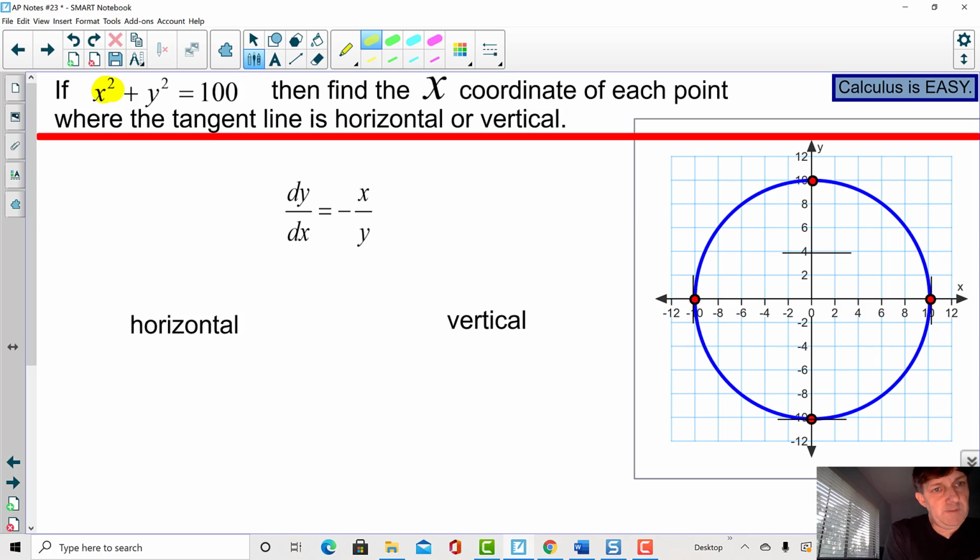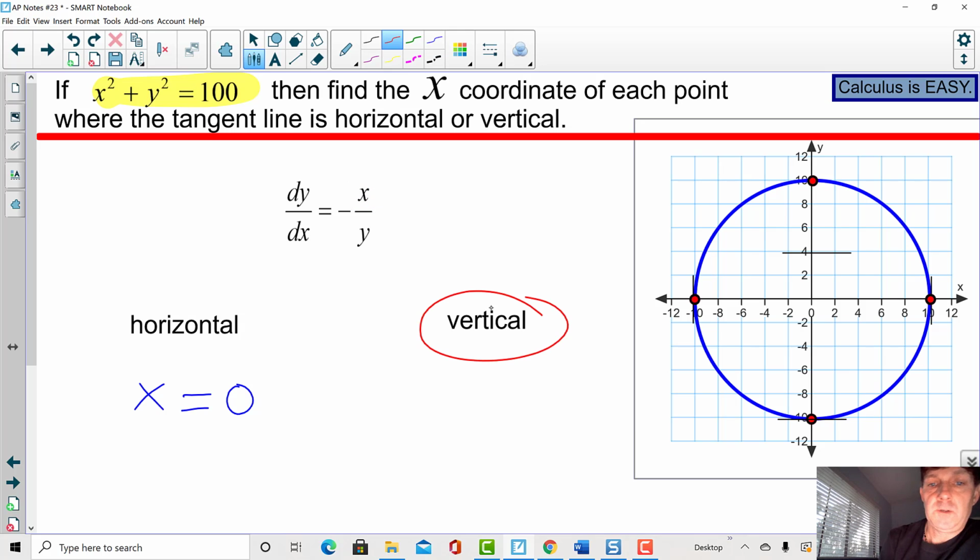Okay, we're going to use this same example. So it's the same circle with a radius of 10. It's asking us to find only the x-coordinate for each point where the tangent line is either horizontal or vertical. Now, to get a horizontal tangent line, we just need the top to equal 0. So we just need x to equal 0 in this case. Now, sometimes the top is a lot more complicated than that. In this case, it's just an x.